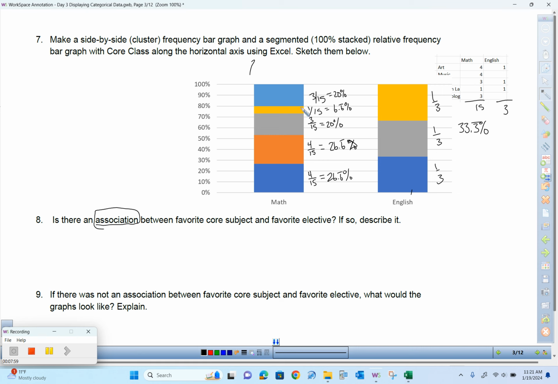But then what if I go to this one right here, the foreign language? Foreign language was 1 out of 15, it was 6%. Would knowing that we were looking at a math student change the likelihood of them choosing foreign language when we compare to knowing they're an English student? And hopefully that's very obvious. So there is an association between core subject and favorite elective, because if we know they're a math student, that's going to make them less likely to choose foreign language than if we knew that they were an English student.